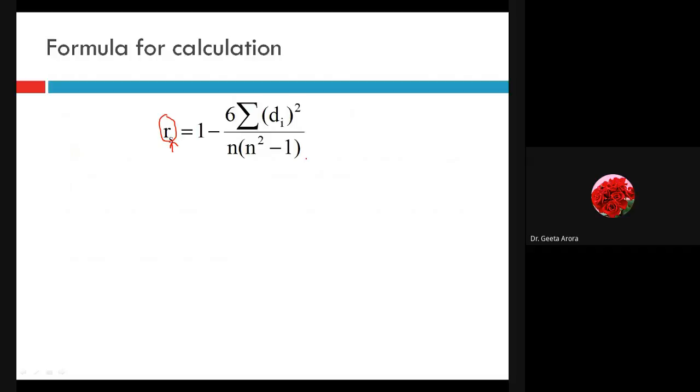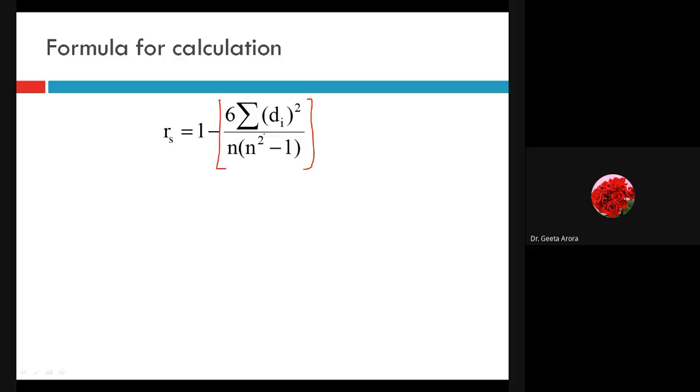The first thing I want to emphasize is to be sure that when you are writing this out, this term is separate and subtracted from 1, because I have seen students make a mistake. They take 1 minus 6 sigma d square in the numerator and n into n square minus 1 in the denominator, but it is separate. Here you can see, if I remove the ink, the 1 minus is outside; you can put the term in brackets like this, so there is no chance of mistake.